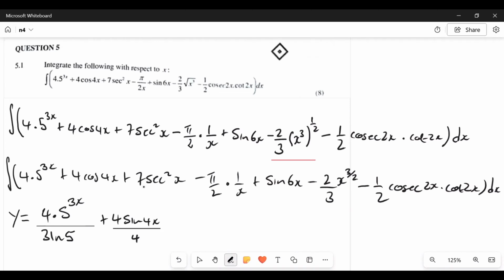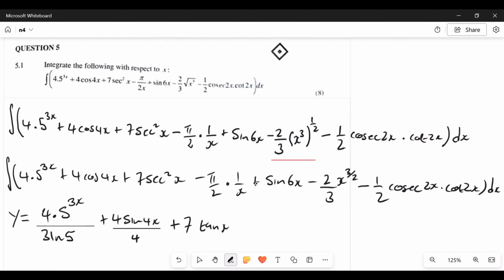Right, let's move to the third term. We have 7 sec squared x. This one is very tricky if you don't understand, but we know that 7 is our coefficient. We need to integrate sec squared x. Remember, integration is the opposite of differentiation. When you differentiate tan x, you get sec squared x, meaning that the integral of sec squared x is actually tan x. So let's write 7 tan x.